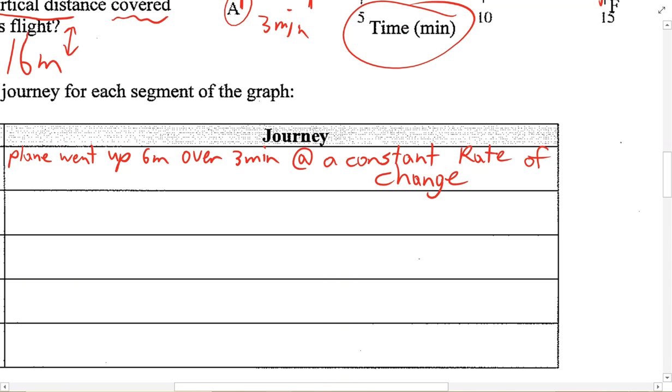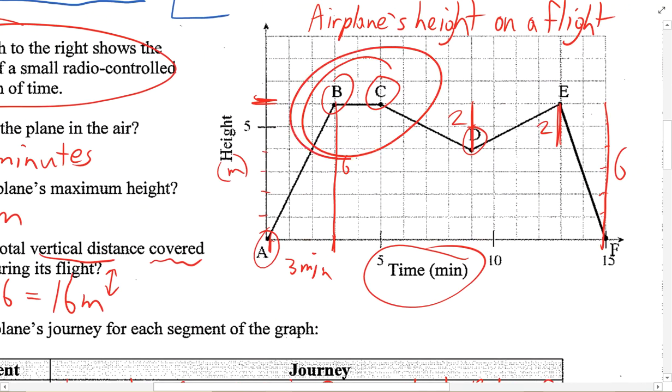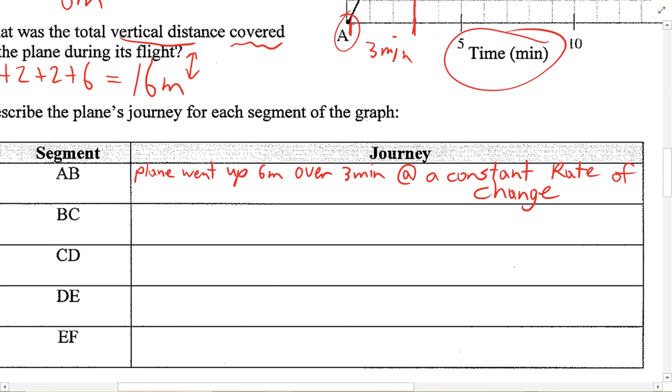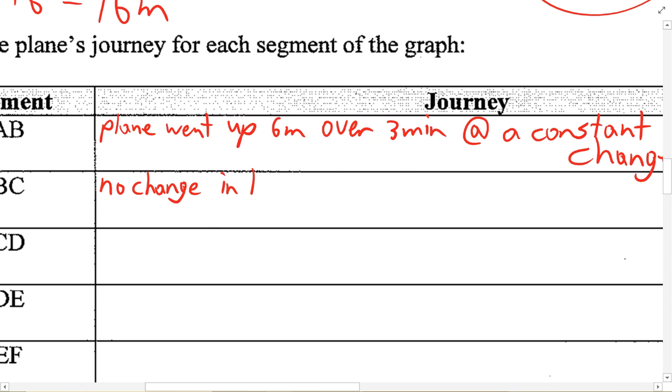Okay, so I'm mentioning what happened and just kind of describing it for each segment of the graph. What about B to C? From B to C, it doesn't go up or down. It's still flying, but it's flying at a constant height, at the same height. So I'm going to say here there is no change in height from B to C for 2 minutes. And what we say is there is no rate of change.